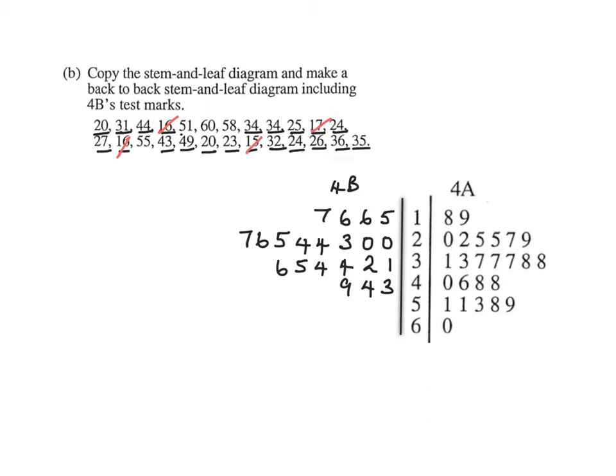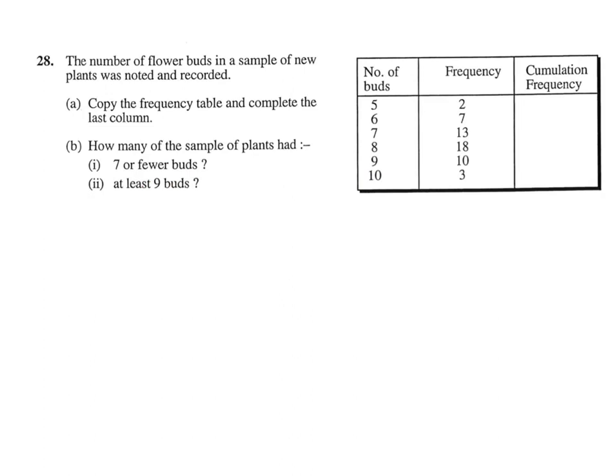And I have a 51, 55 and 58, and then a 60. The frequency is nice and easy. So the first number is 2, and then 2 plus 7 is 9, and then 9 plus 13 is 22. 22 plus 18 is 40. 40 plus 10 is 50. And 50 plus 3 is 53.